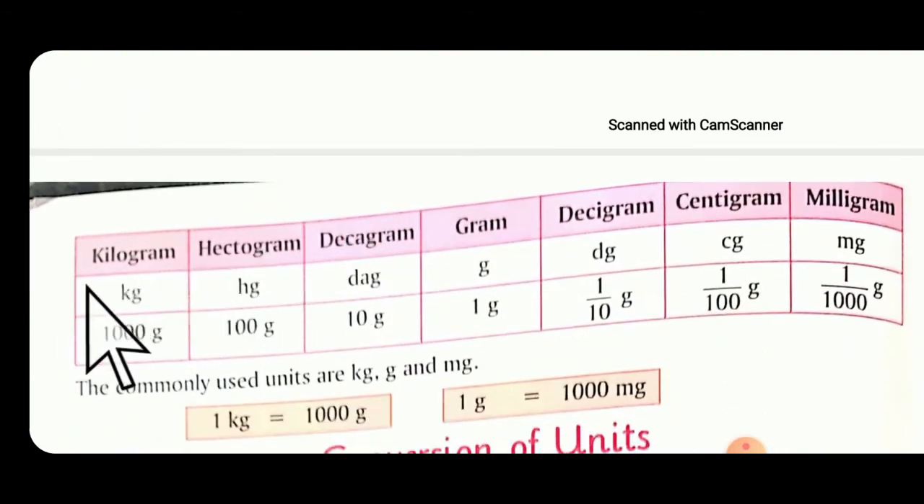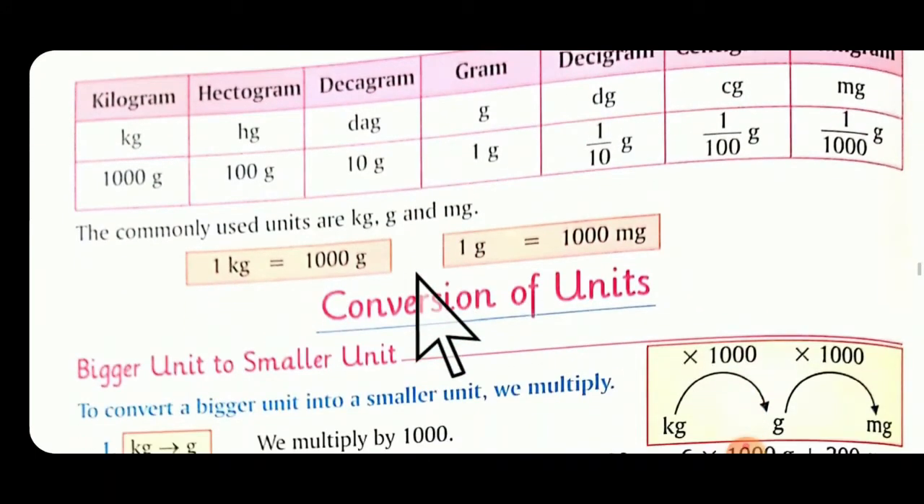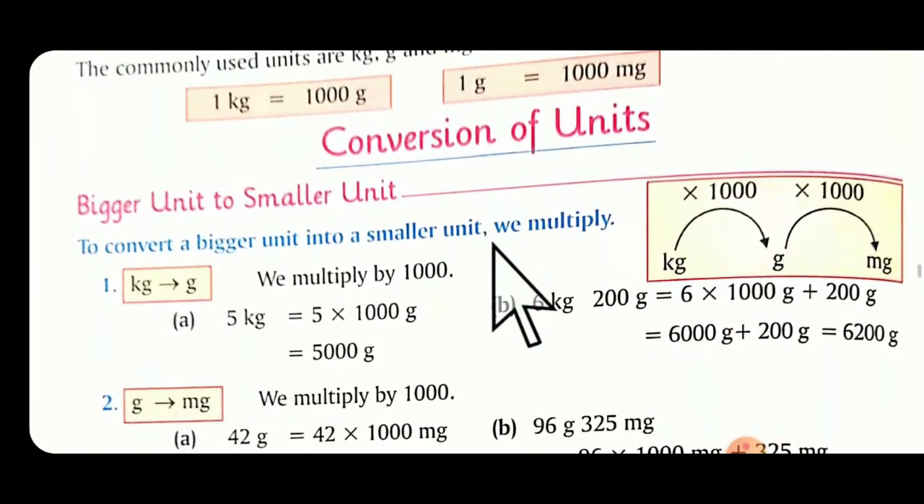Here also we are going to have the same sentence. King kilogram means King Henry died, grandmother didn't cry much. So 1 kg is equal to 1000 gram. 1 gram also is 1000 milligram.